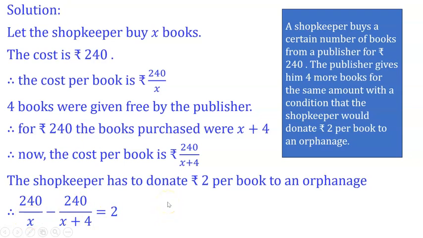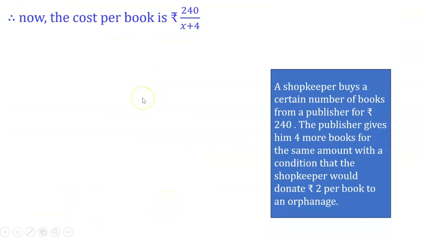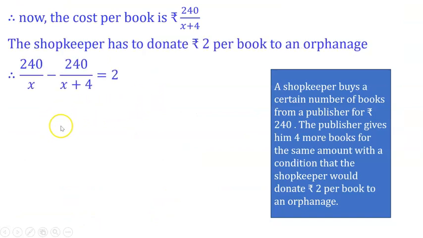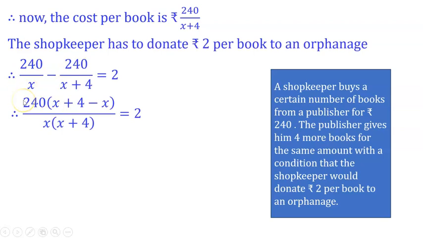Now we'll simplify this equation. Okay. Now we will solve this equation. Next, take 240 common. Okay, then the cross multiplication. If we take the 240, then x plus 4 into 1 minus 1 into x. Therefore, in bracket you will get here 240. The common factor taken out, here x plus 4 will come, x will go there. That is x plus 4 minus x upon the product of their denominators, that is x into x plus 4, is equal to 2. Plus x minus x will get cancelled. 240 into 4 is equal to 2x into x plus 4.